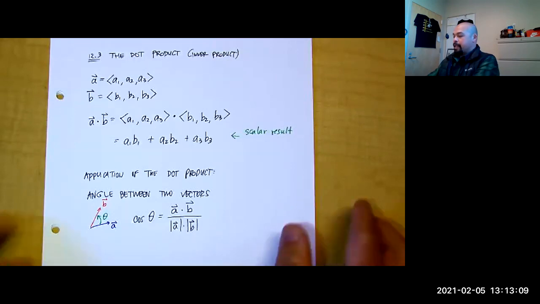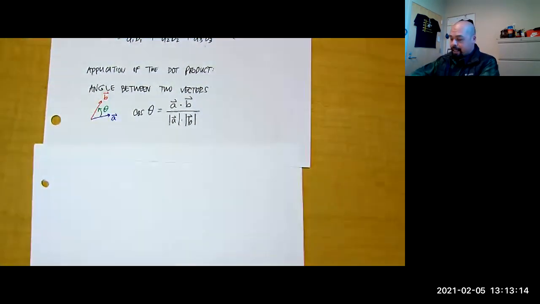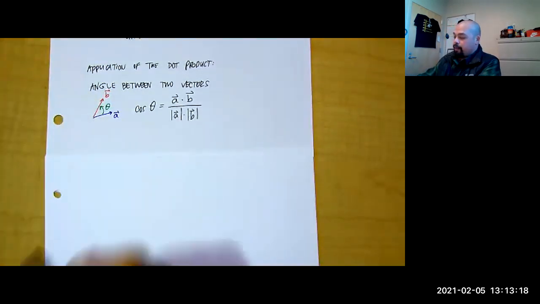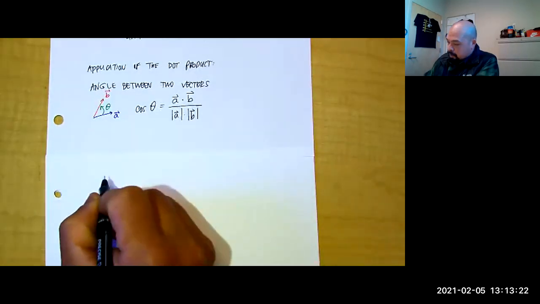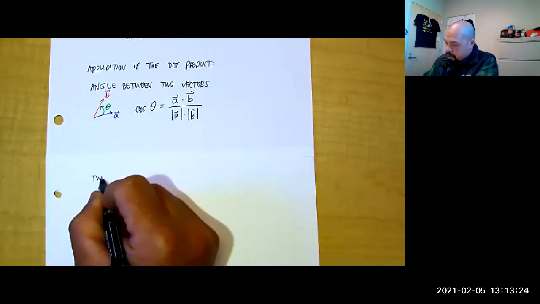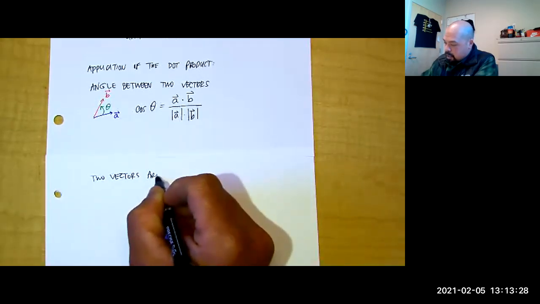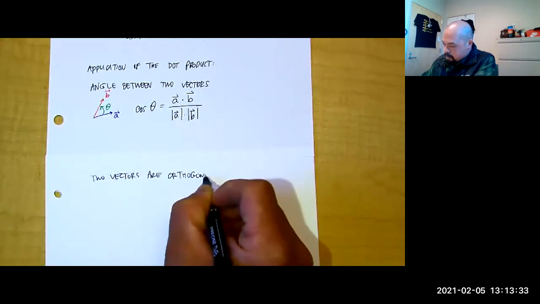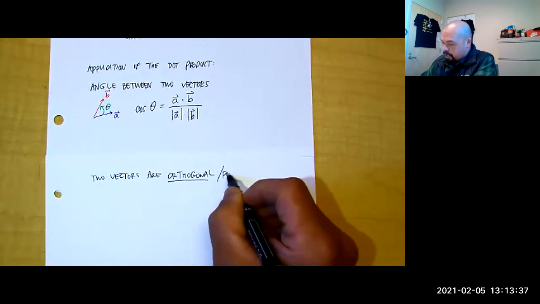All right, and we'll go through an example of this in just a second. But with that said, when we look at that process, in particular, 2 vectors are orthogonal, and that just means perpendicular to one another.